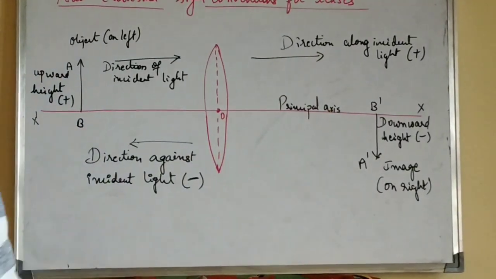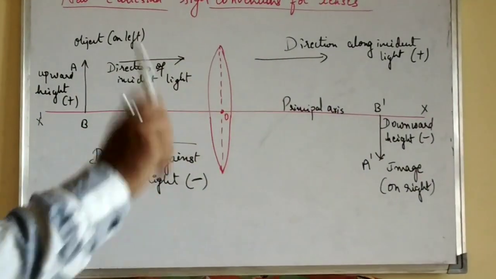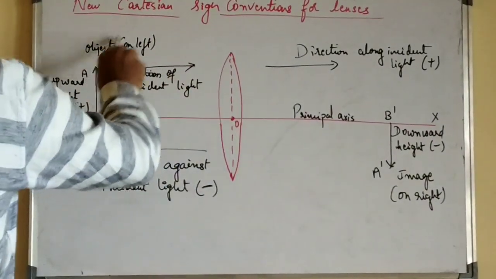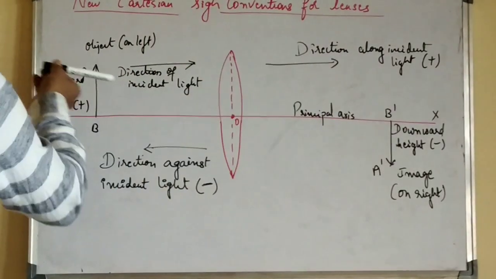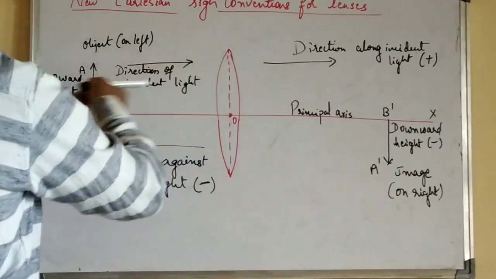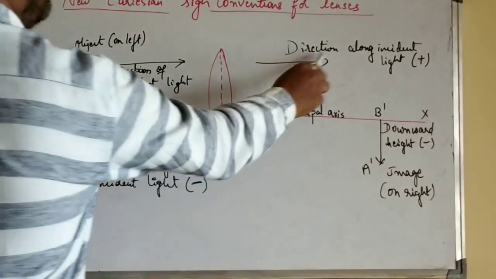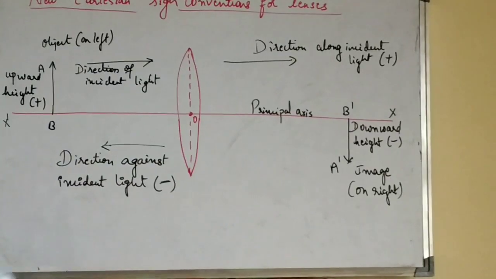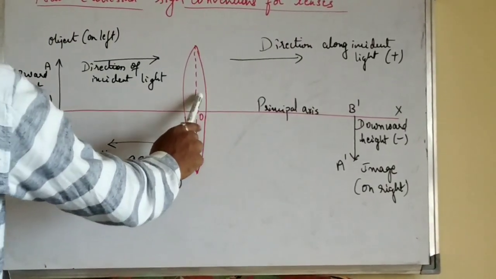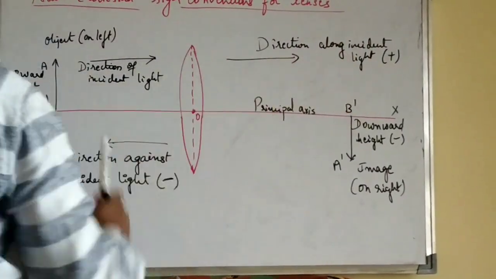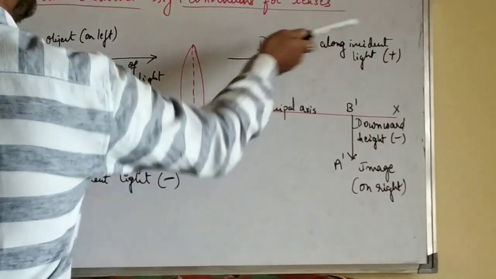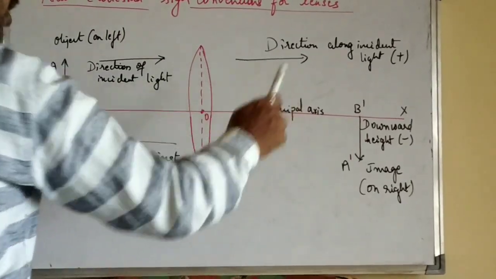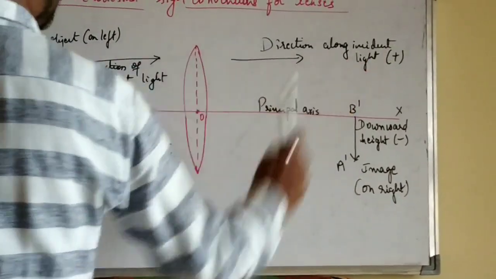Next, when you are tracing the distance, this is the incident ray. The incident ray is moving from left to right. When you are taking the distance in the same direction along the incident ray, it should be taken as positive. Which means, from the optic center, if you are considering the distance towards the right side, in the direction of the incident light, that should be taken as positive.